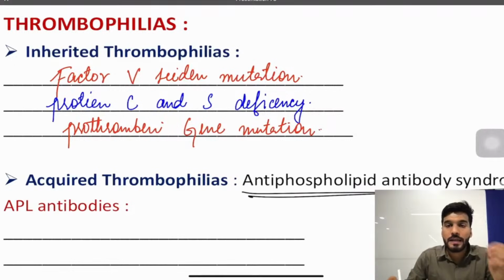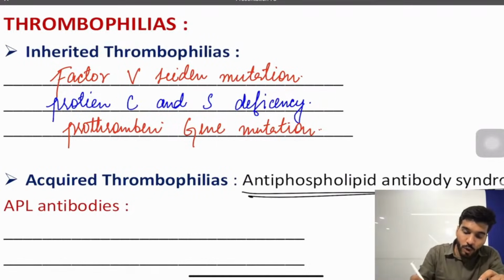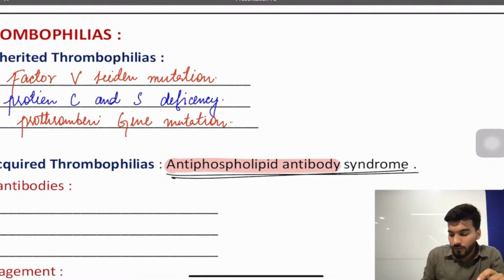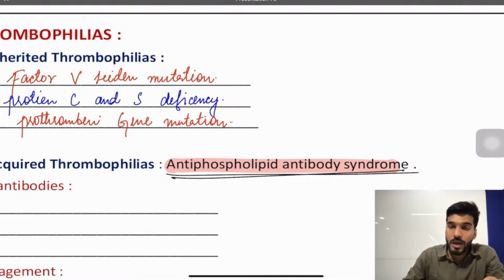This is all related to what? Inherited thrombophilias. Now what are the acquired thrombophilias? The most important one that you have to study in view of an abortion chapter is anti-phospholipid antibody syndrome.